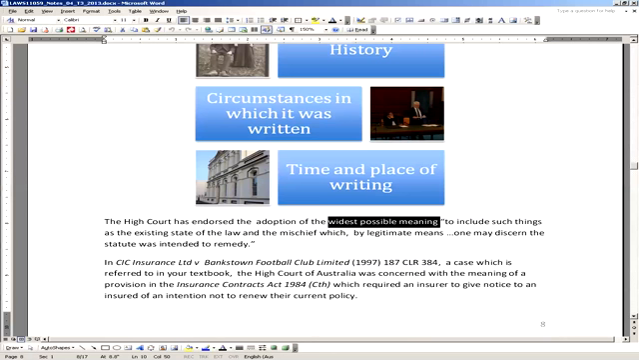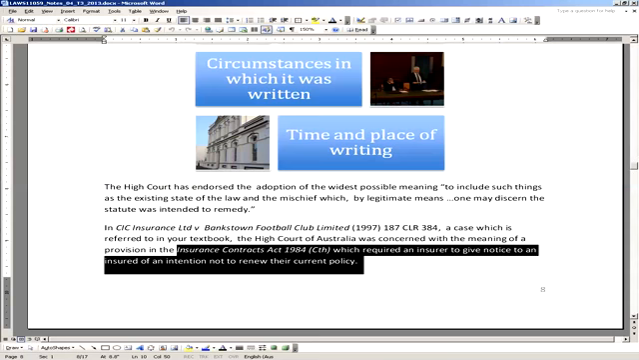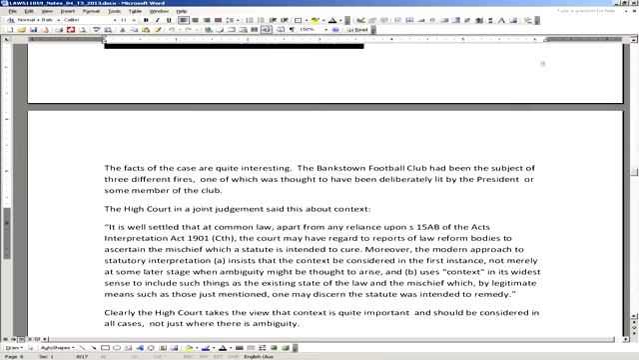Remember, the Work Choices legislation used the corporations power to pass legislation about the employment rights between workers and employers, or employees and employers. So it was giving a very broad, wide interpretation to a very specific provision in the Commonwealth Constitution. They mentioned this case, CIC Insurance and Bankstown Football Club Limited. The High Court of Australia was concerned with the meaning of a provision in the Insurance Contracts Act 1984, which required an insurer to give a notice to an insured of an intention not to renew their current policy.